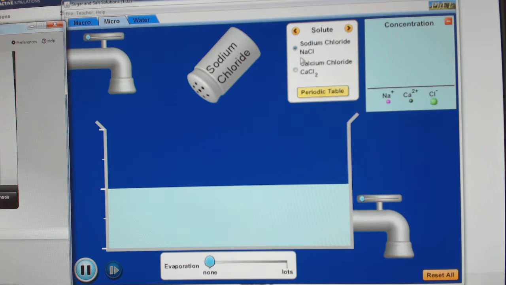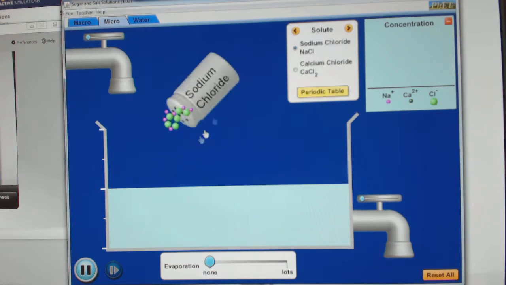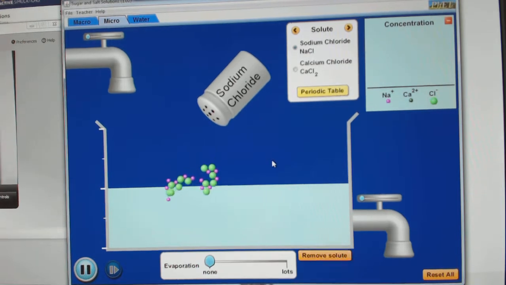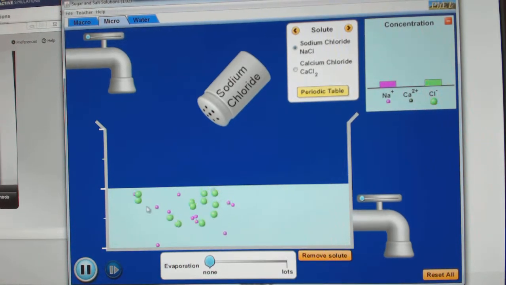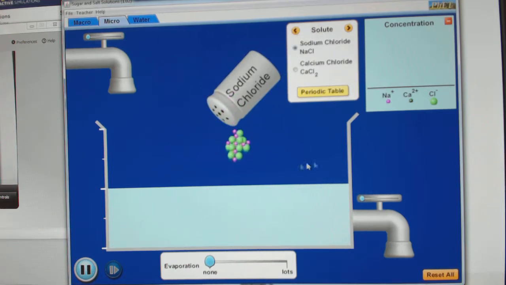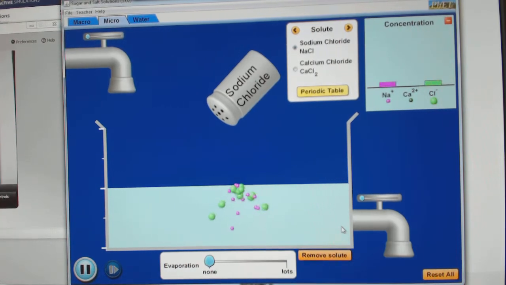So we know sodium chloride, here's the formula, NaCl. Now let me just shake some in there, and you can see when they dissolve in water that the sodium ions and the chloride ions separate from each other, and now they're all individually swimming around in the liquid. Let me do that again. I'll remove some and try it again. So you can see the sodium and the chloride.